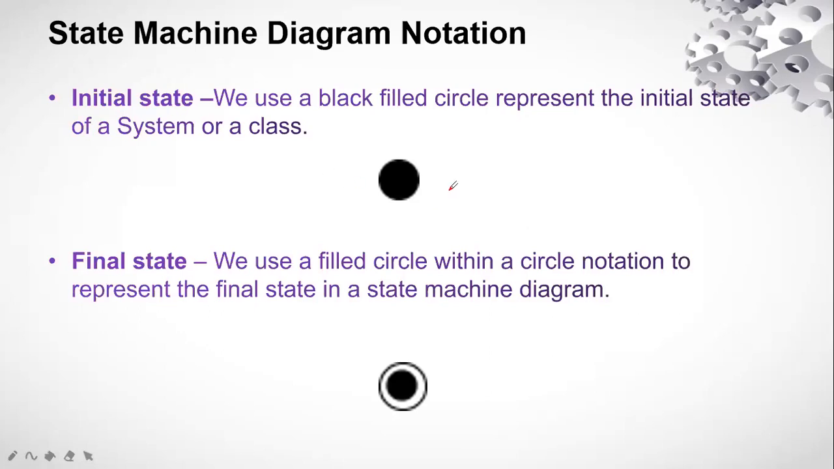This is the same notation we use in the activity diagram. There we call it an initial node, but here we call it an initial state, right? So we use a black solid circle. This defines the initial state, that means the starting state of a system or of a class that is being defined at an instance of time. Next thing is the final state.